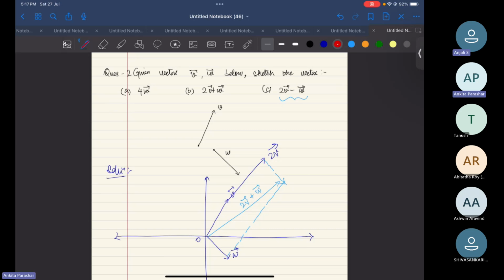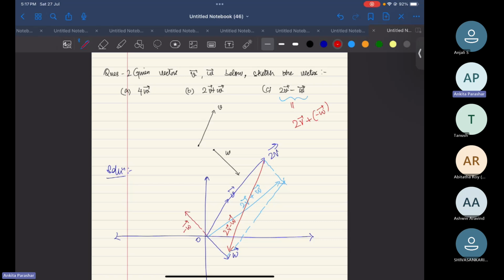Ma'am, we just reverse the direction of 2V along the vector 2V itself and then add it using the parallelogram law, and we'll get the other diagonal. Other diagonal, right? So this is 2V minus W. Either you want to see this vector in this form, where you reverse the direction of W, so you can do it like this also.